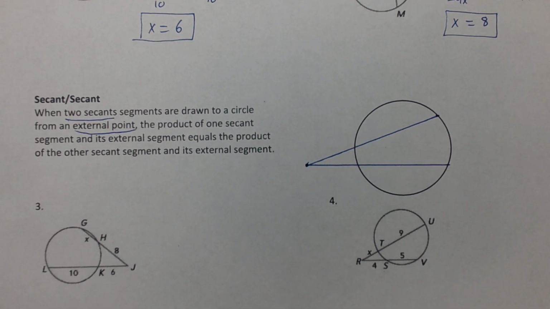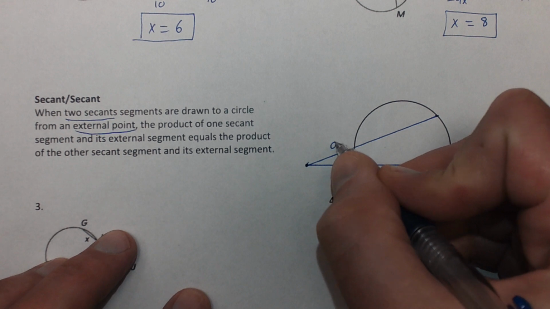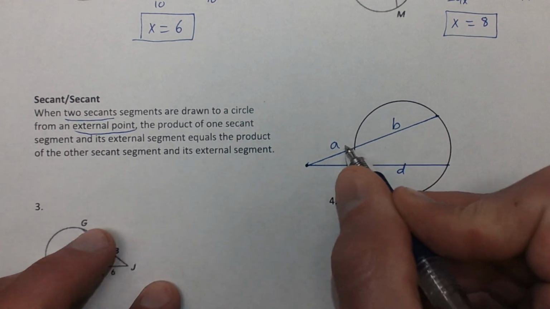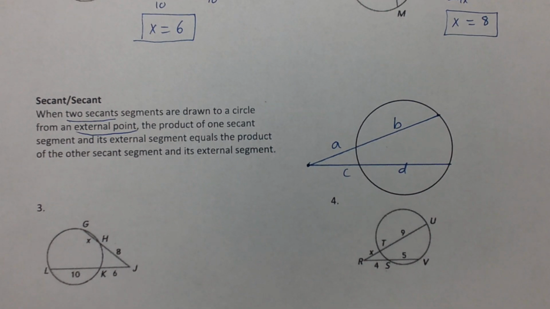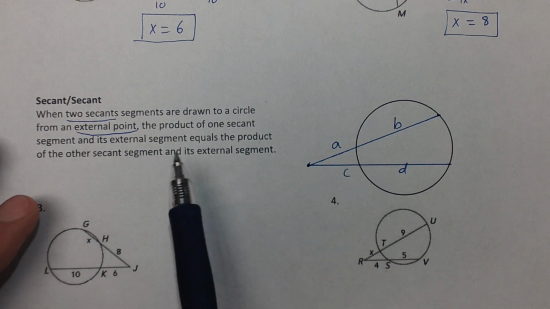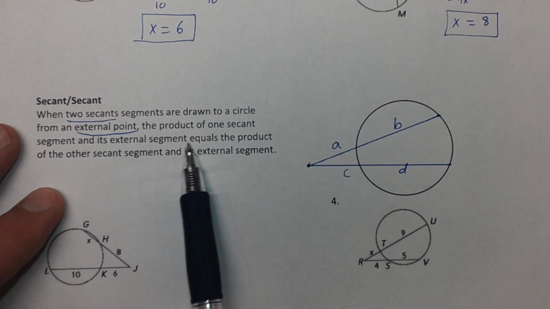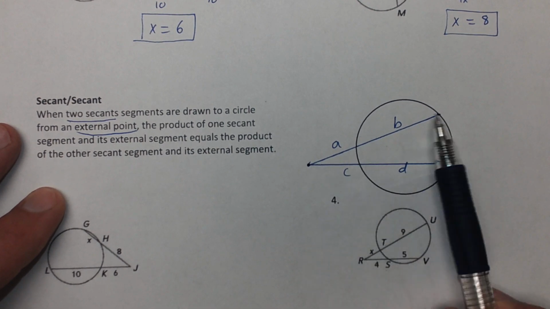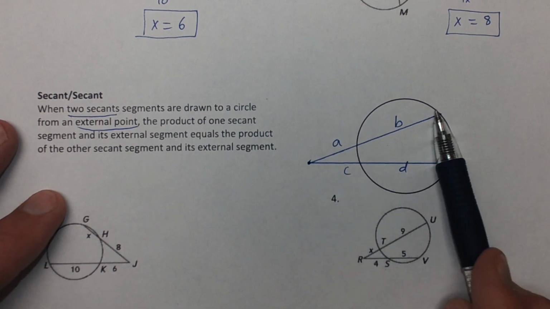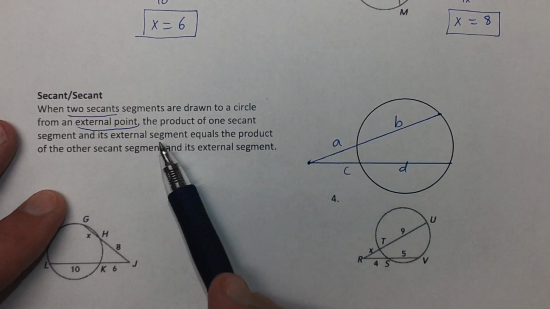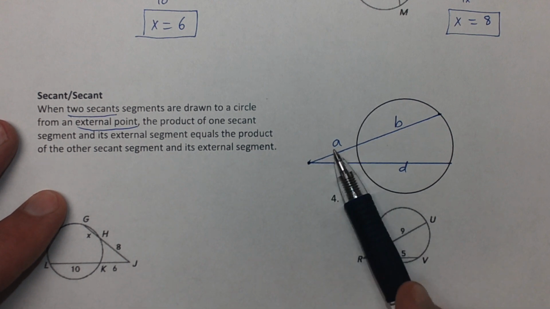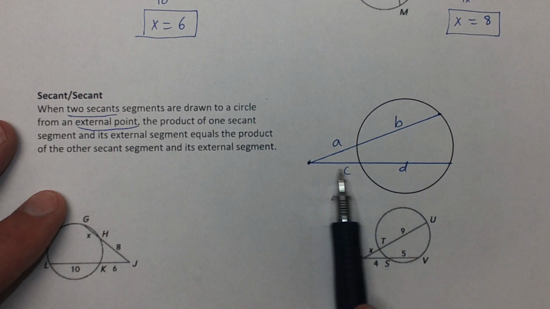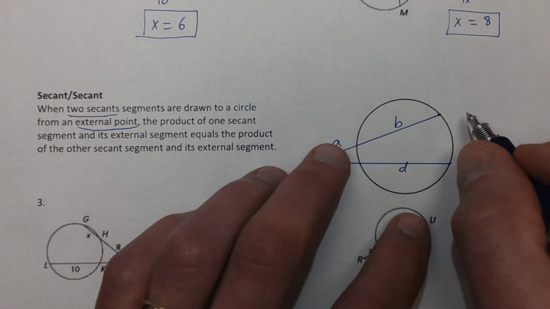Okay, so this one's a little bit trickier to explain, so I'm going to have to use some letters, and we're going to call these segments A, B, C, and D. Okay, so here's the relationship. The product of one secant segment and just its external segment. So this A plus B together makes up this whole secant segment. That's what we're talking about. The whole thing. We're going to multiply that by just its external segment, which we're going to call the outer. And that's equal to the same thing for the other one, the whole thing times just the outer.